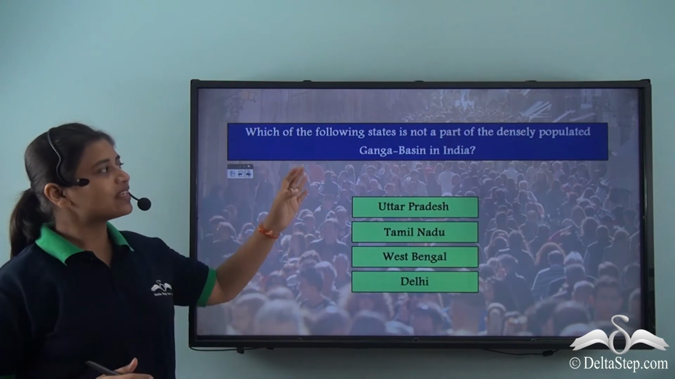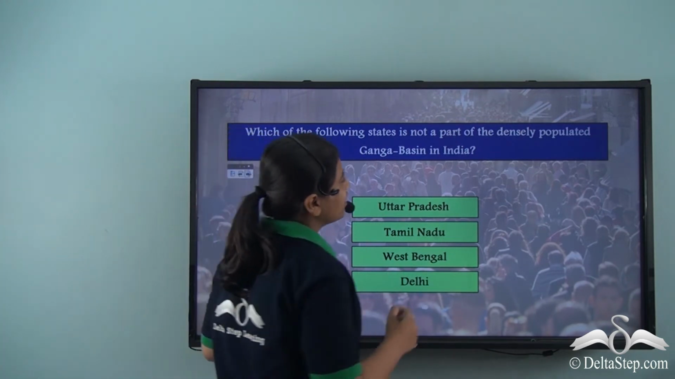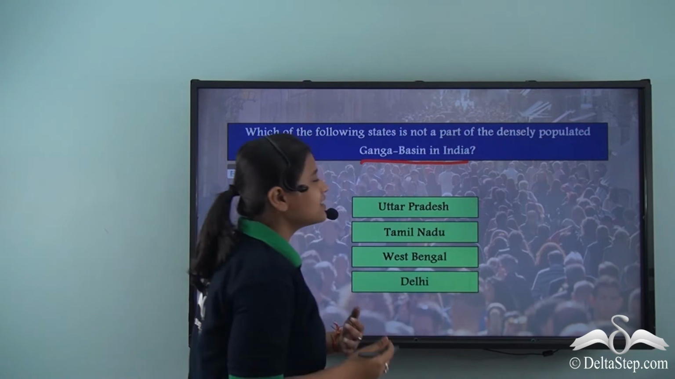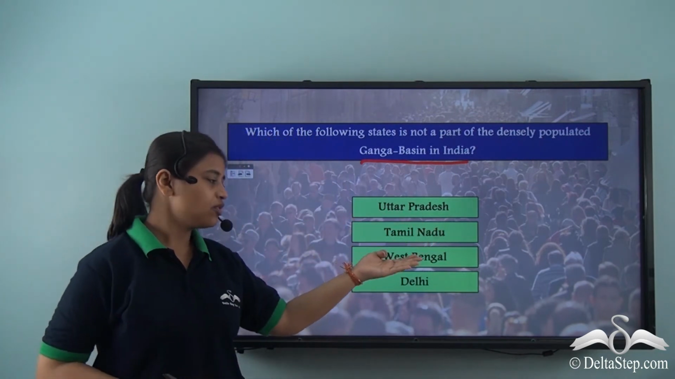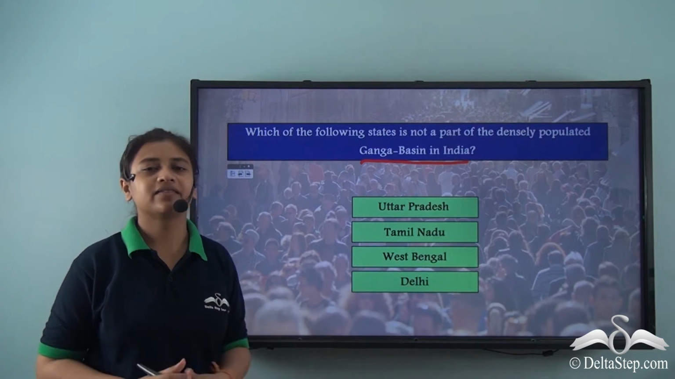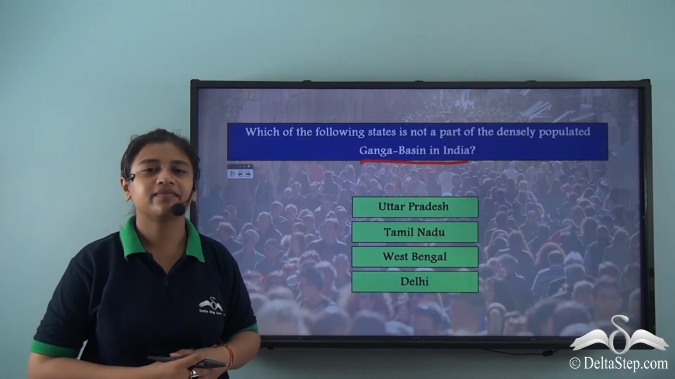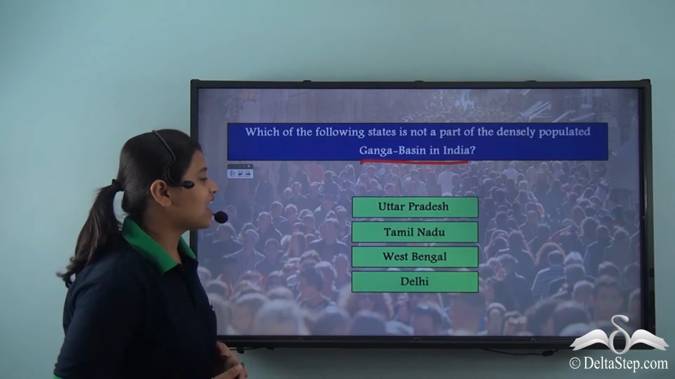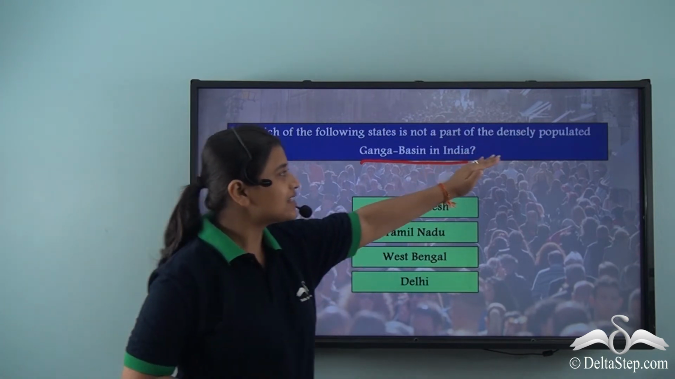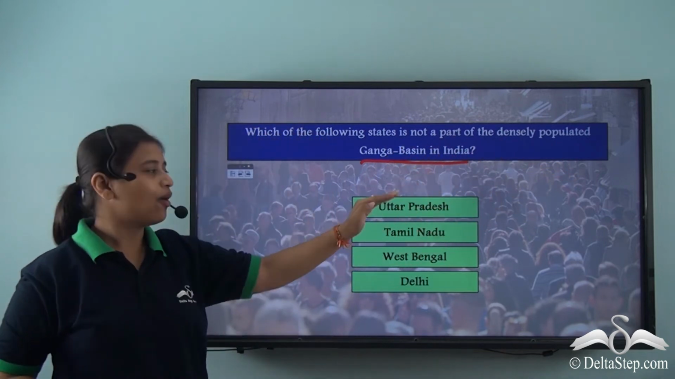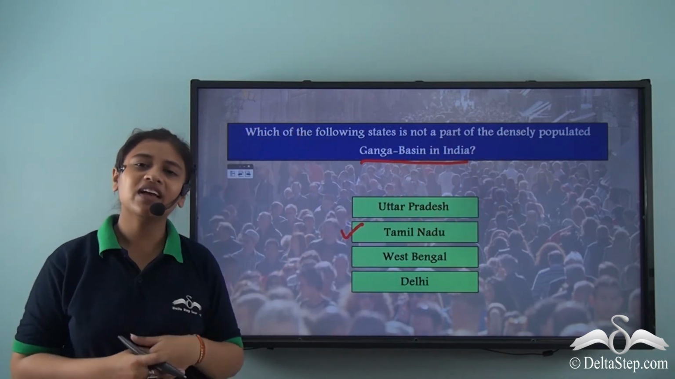Which of the following states is not a part of the densely populated Ganga Basin in India? Is it Uttar Pradesh or Tamil Nadu or West Bengal or Delhi? Yes, the correct answer is Tamil Nadu. Tamil Nadu is not a part of the densely populated Ganga Basin, while the rest lie on the Ganga Basin itself.